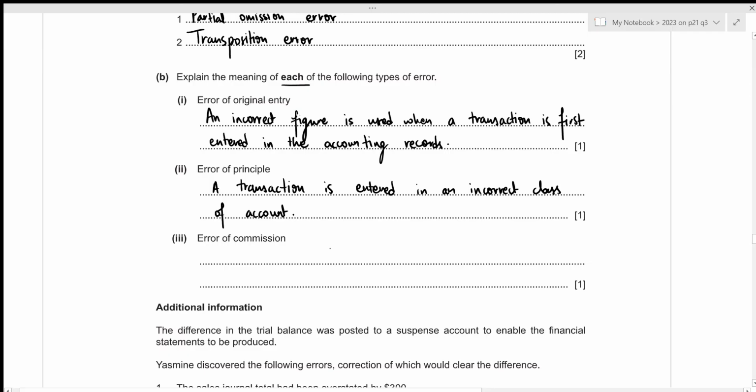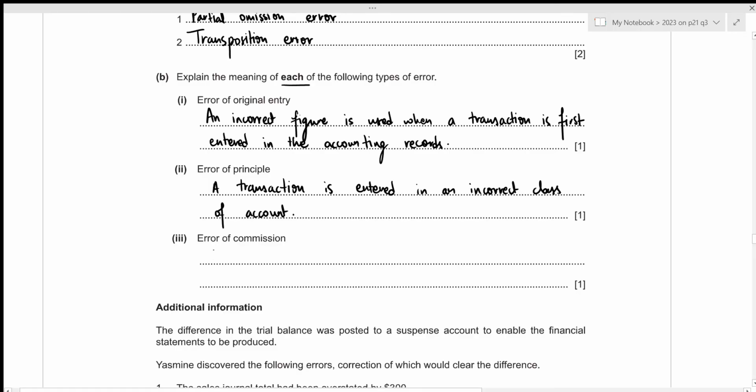Then the third error is error of commission, and this occurs when a transaction is entered in an incorrect account of the same class of account. So an example of this would be rent paid of 30,000 will be recorded under the heading of insurance paid, because both will be our revenue expenditure, but the heading is incorrect. So there's an incorrect account, but these are the same class of account.